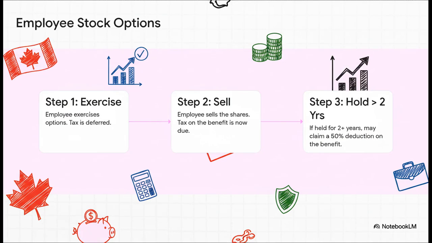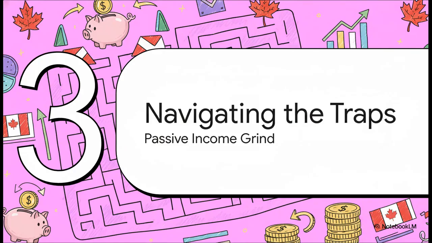CCPCs also have a major advantage when it comes to attracting top talent. You see, when an employee exercises stock options, the tax is deferred until they actually sell the shares. Now compare that to a public company where the tax is often due right away. This deferral lines up the tax bill with the cash-in-hand event for the employee, making stock options an incredibly powerful tool. But of course, it's not all sunshine and rainbows.